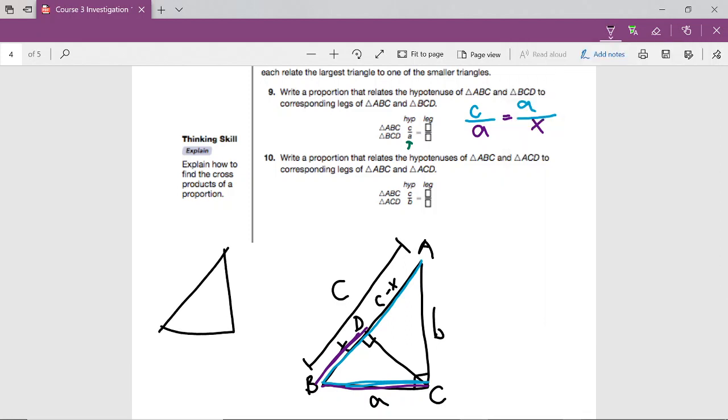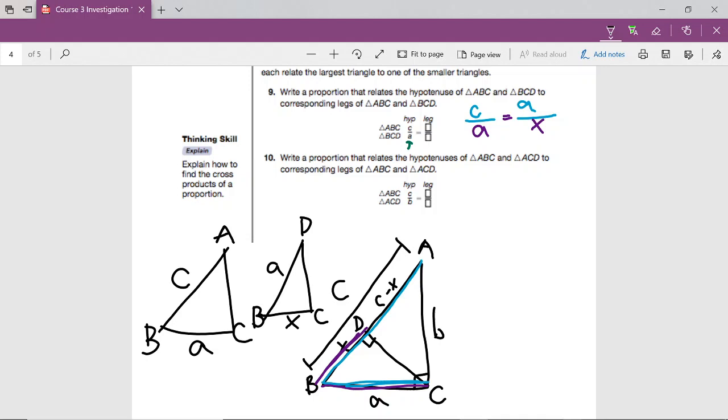If I have triangle ABC, I have length C and A, and then I have my small one right here. Let me draw them similar so it's easier to look at. I have this triangle of X. I have this length DC that I don't actually know what it is, and that's okay, we don't need to, and my hypotenuse is A.